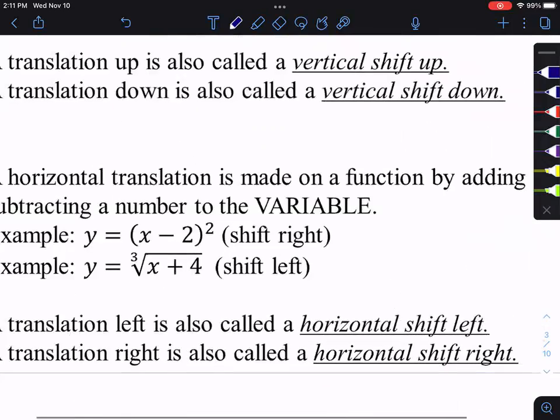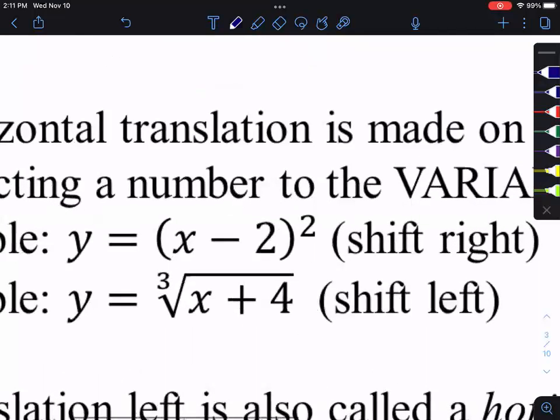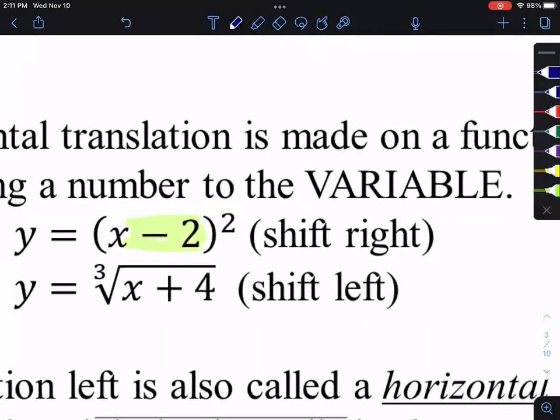However, a horizontal translation is where we have something being added or subtracted to the variable. You'll notice in this first example, the -2 is inside the parentheses with the variable. That actually moves the parent function to the right by 2. So if it's inside with the variable, it actually does the opposite of what the sign would appear to do. So -2 in with the variable is going to move right 2.